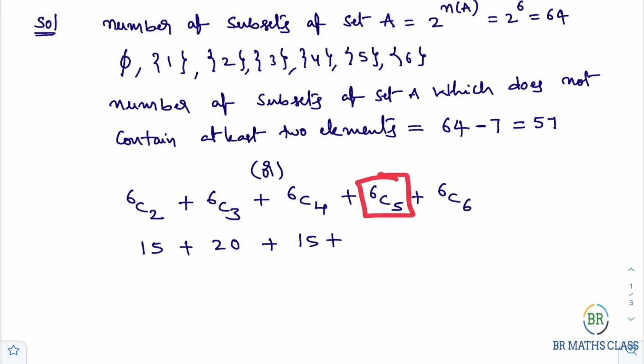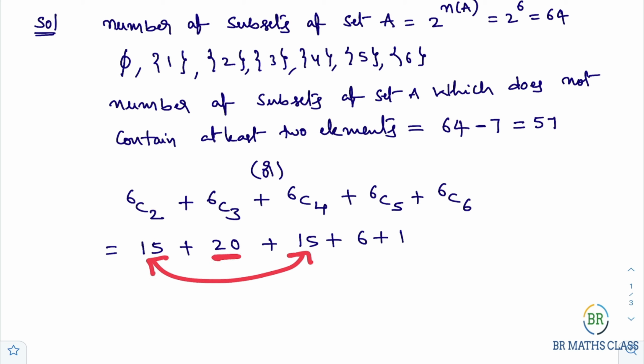6C5 is the same as 6C1 because nCr equals nC(n minus r). 6C1 value is 6, plus 6C6 value is 1. So if I add all these, what will I get? 15 plus 15 is 30, 30 plus 20 is 50, 50 plus 7 is 57. So the total number of subsets of set A which contain at least 2 elements is 57.